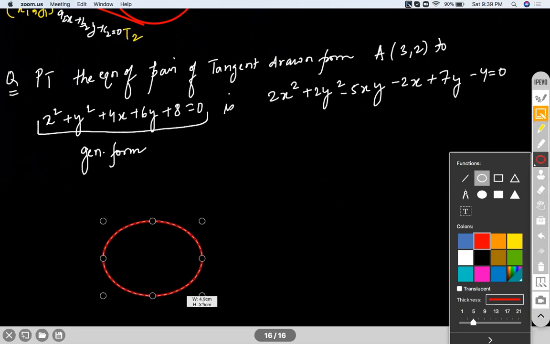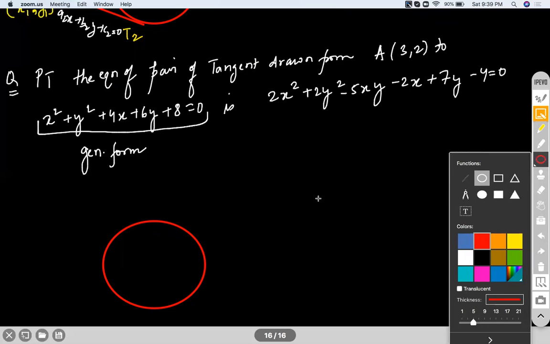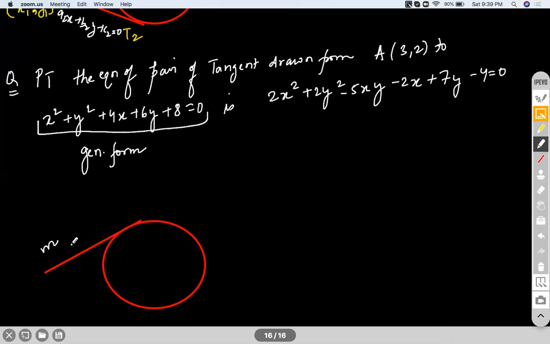So what is the center of this circle? Minus 2, minus 3. Okay, and let's say this line has a slope of m. And this point is 3, 2. Correct? I know there are two such lines, but I'm just drawing one for the sake of reference.